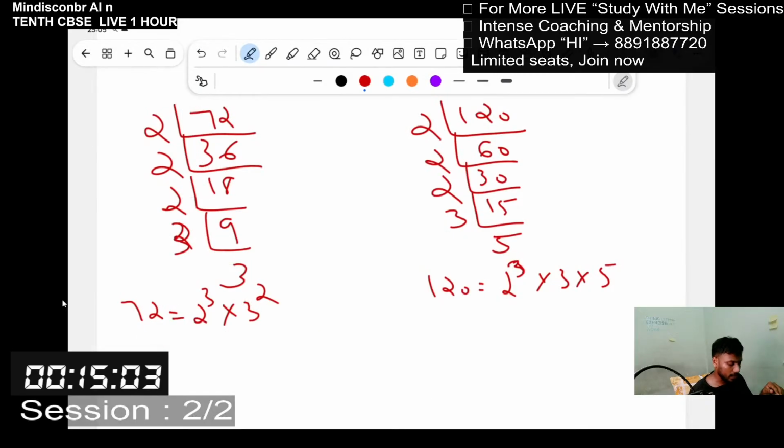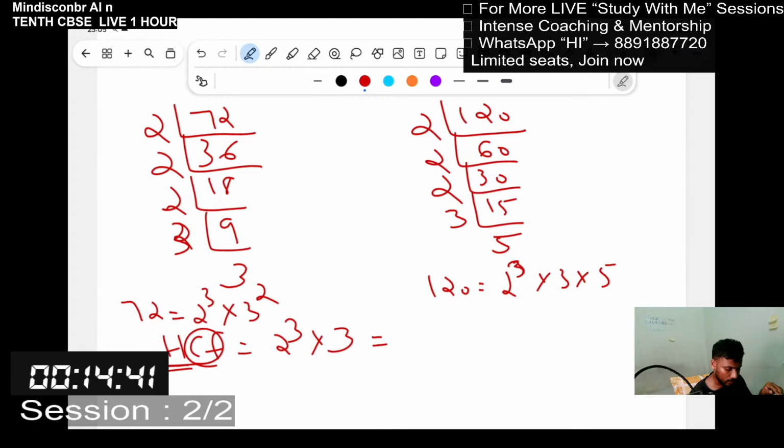We have to find both LCM and HCF. HCF, highest common factor. Common factors are 2 raised to 3 and 3. For the highest common factor we have to take the lowest power. In 2 raised to 3 and 2 raised to 3, there is 2 raised to 3, and in 3 square and 3, the lowest is 3. So 8 into 3, 24.